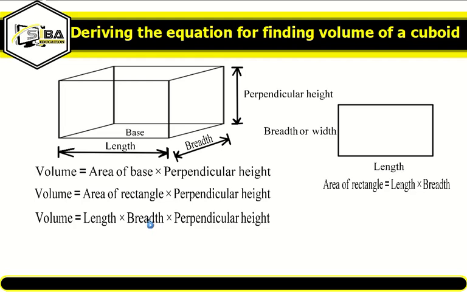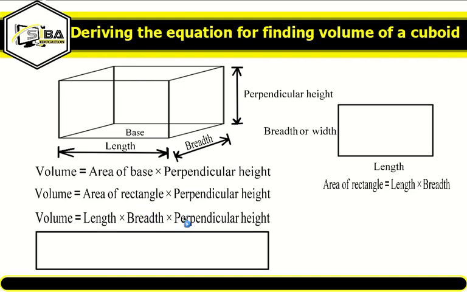So in effect, the volume of a cuboid is given by multiplying the length by the breadth and by the height. I'm sure you are very okay with this explanation. Now let's look at some problems.